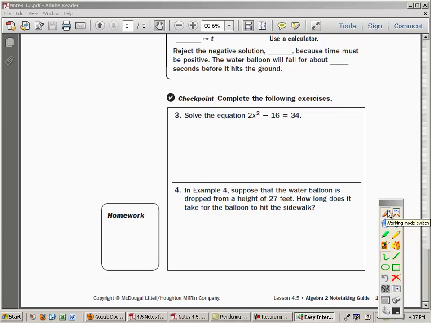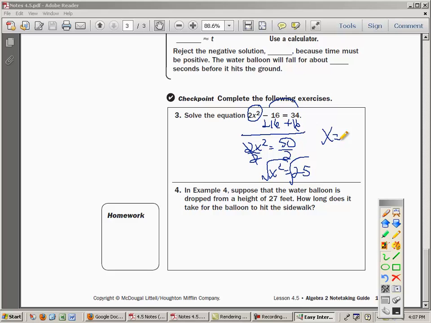All right, so for number 3, we've got to get all of our x squareds on one side and all of our constants on the other, so I'm going to add 16 to here and here. I get 2x squared is equal to 50, and when I divide both sides by 2, I get x squared equals 25. Now this one actually works out pretty slick, because when I take the square root of both sides, x is equal to both positive and negative 5. Don't forget to consider plus or minus when you take square roots. There are 2 numbers I can square to get 25. They are positive 5 and negative 5.